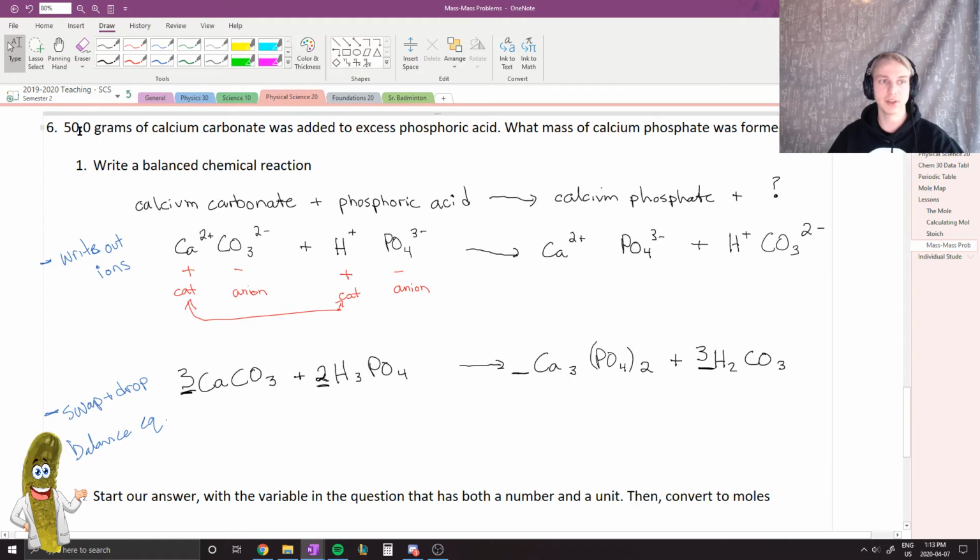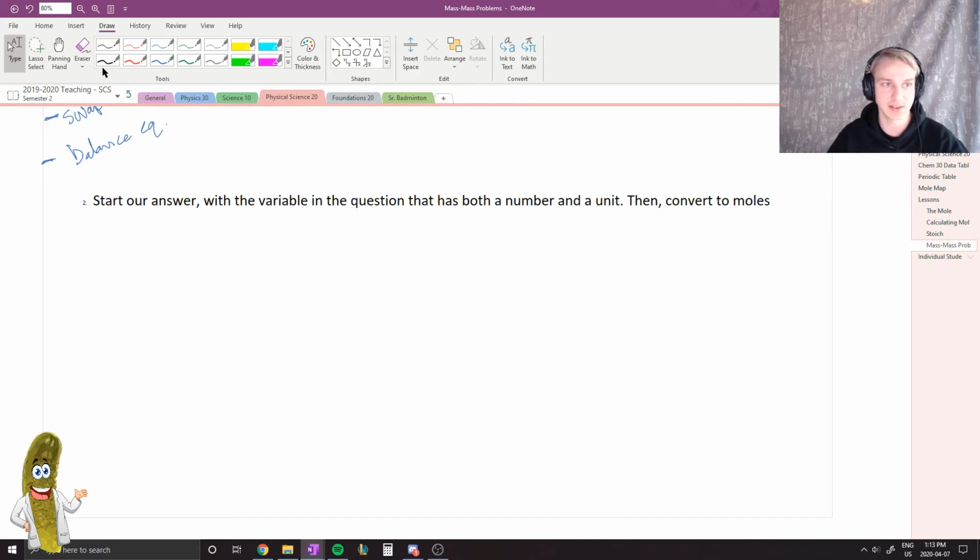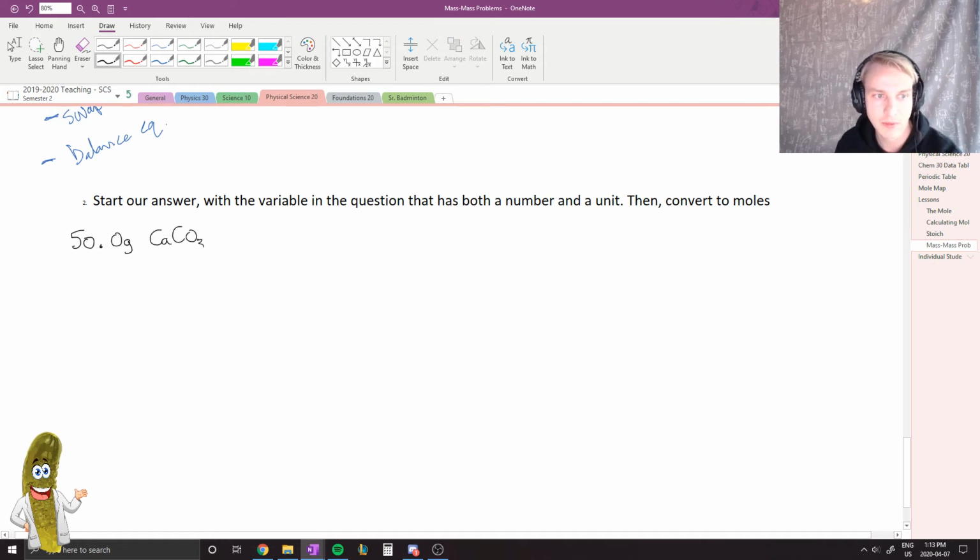So what we have in the question here is 50 grams of calcium carbonate was added to an excess of phosphoric acid. What mass of calcium phosphate was formed? The only thing that we have both a number and unit for is this 50 grams of calcium carbonate. So that must be where I start. So start our answer with the variable with the number and the unit, 50.0 grams of calcium carbonate.